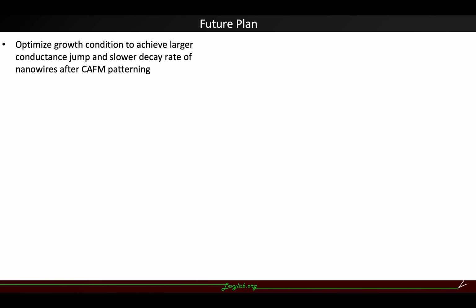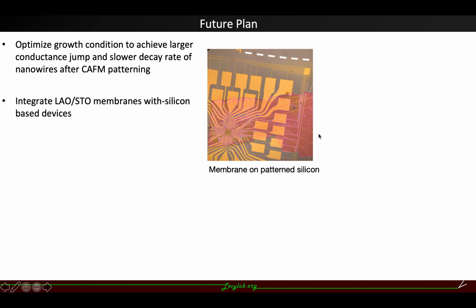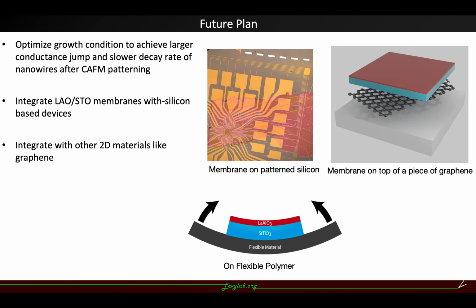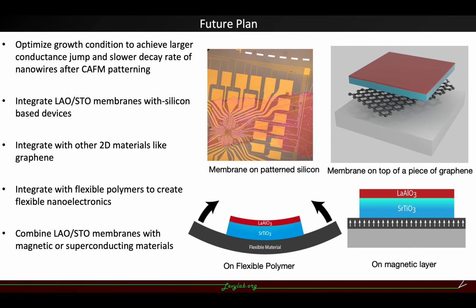For the future, first we can optimize the membrane growth conditions to achieve a slower decay rate, and thus enable us to make more complicated devices on our sample. And then we can consider integrating with silicon electronics to see if we can gate our membrane device using the gold on silicon. We can also integrate our membrane with various kinds of 2D materials such as graphene. We can also integrate with flexible materials, magnetic or superconducting materials.